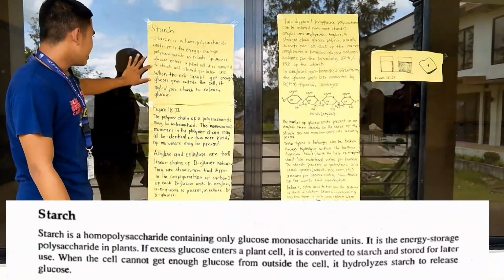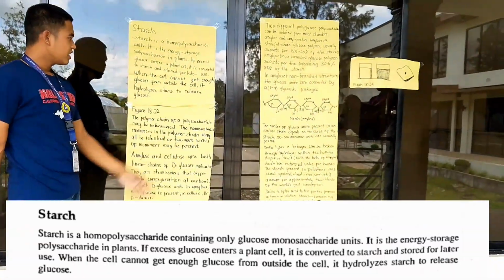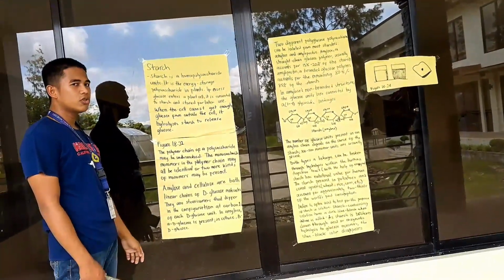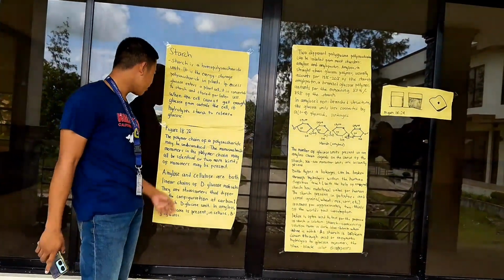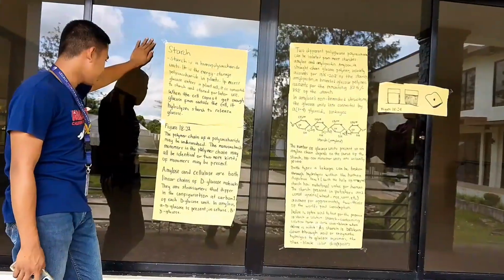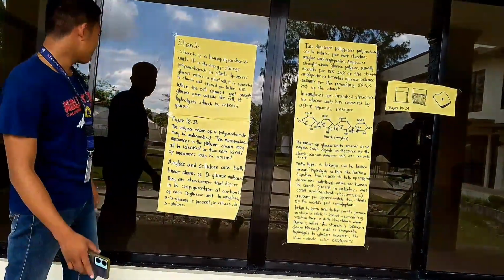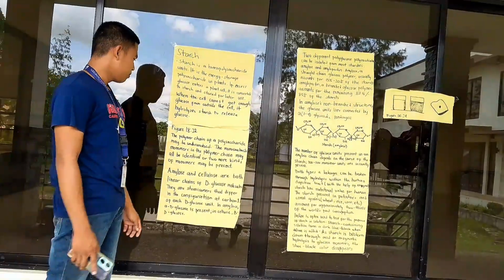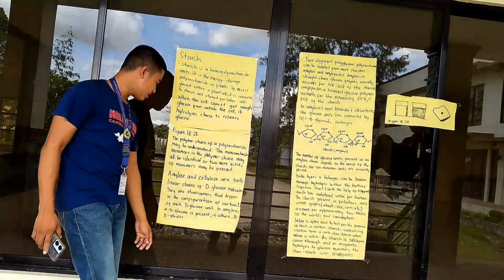When the cells cannot get enough glucose from outside the cells, starch is hydrolyzed to release glucose. The polymer chain of polysaccharides may be unbranched. The polymer chain may be all identical, or two or more kinds of monomers may be present.